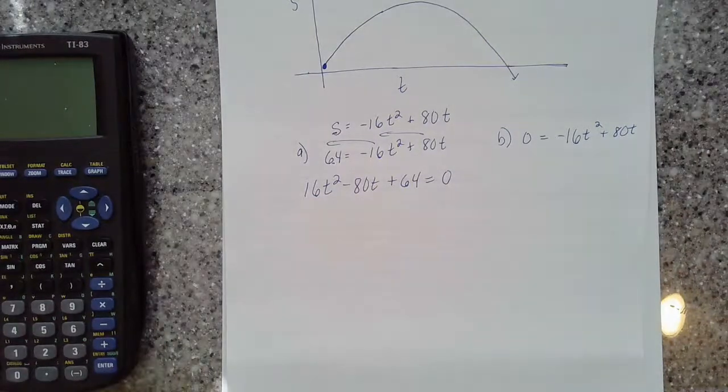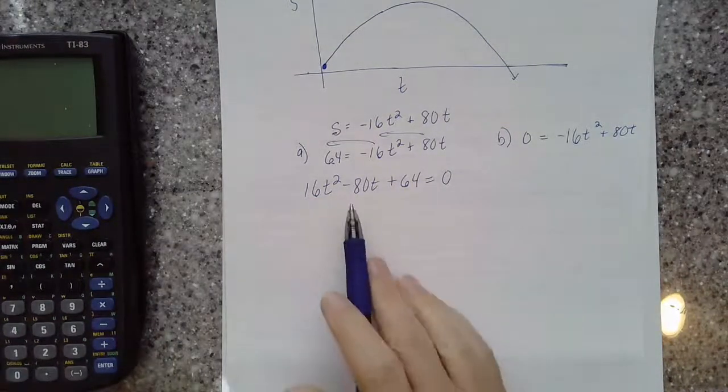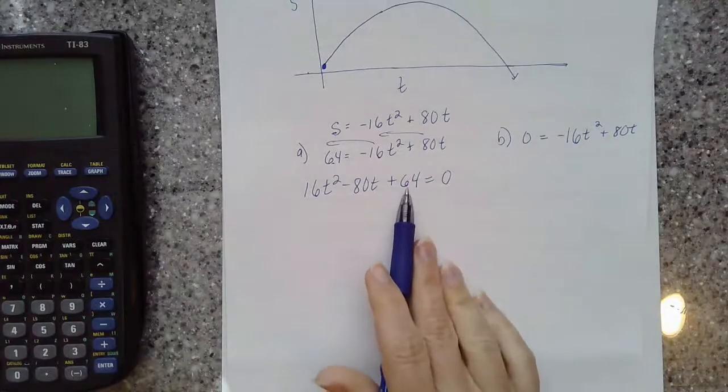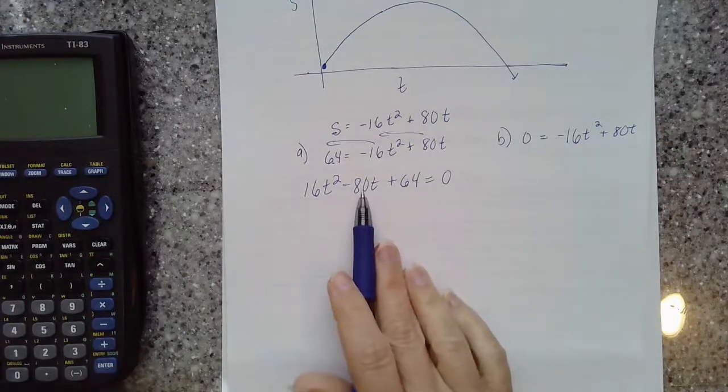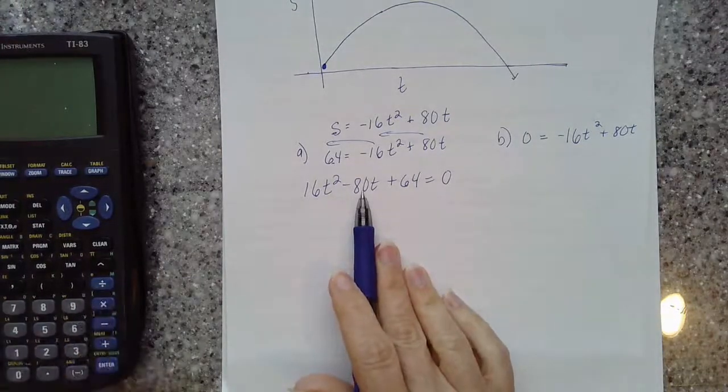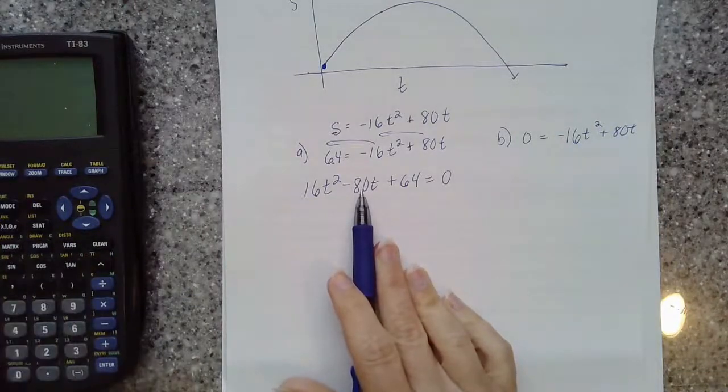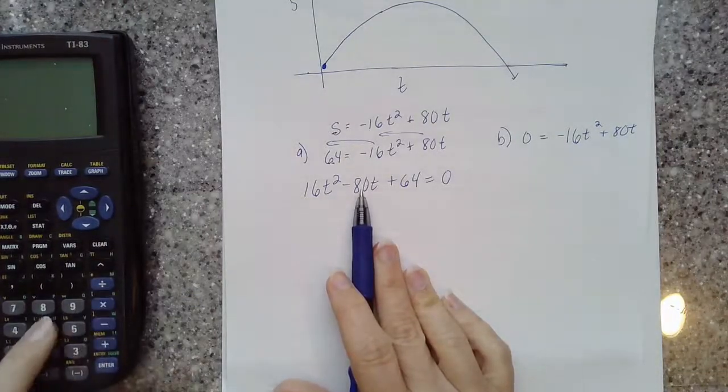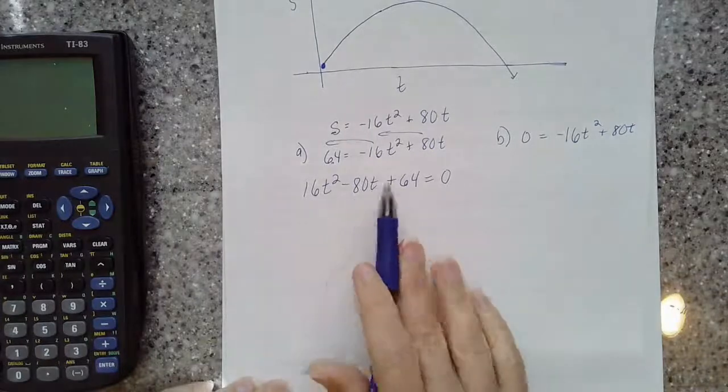16 times 4 is 64, so I know that'll go. And I think 16 times 5 is 80. Let me check that. I believe so, 16 times 5. Yes, so 16 will go into all three of those terms. So why not reduce down a little bit?